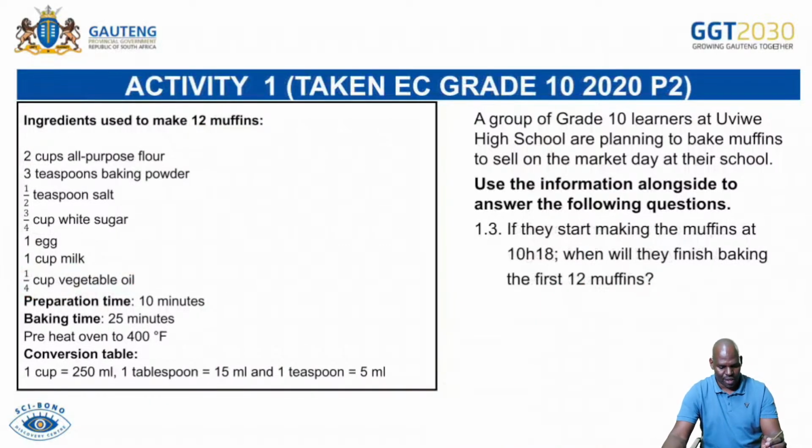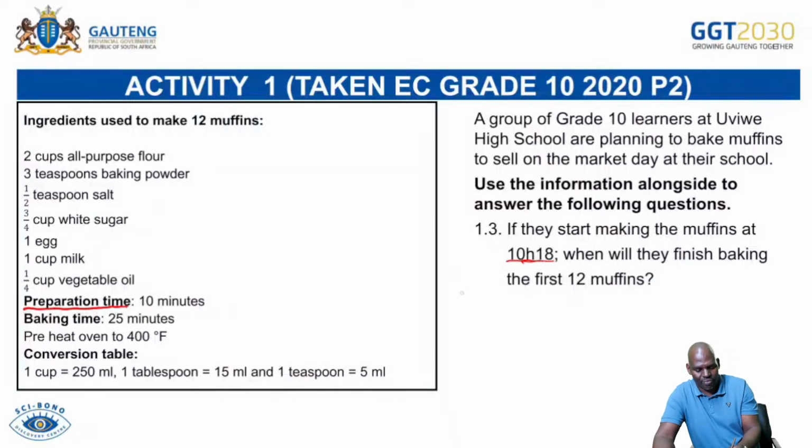Then for this one, they say, if they start making muffins at 10:18, when will they finish baking the first 12 muffins? The ingredients that are indicated here are for making 12 muffins. Okay, they have indicated everything. They have indicated preparation time, which is 10 minutes, and baking time is 25 minutes.